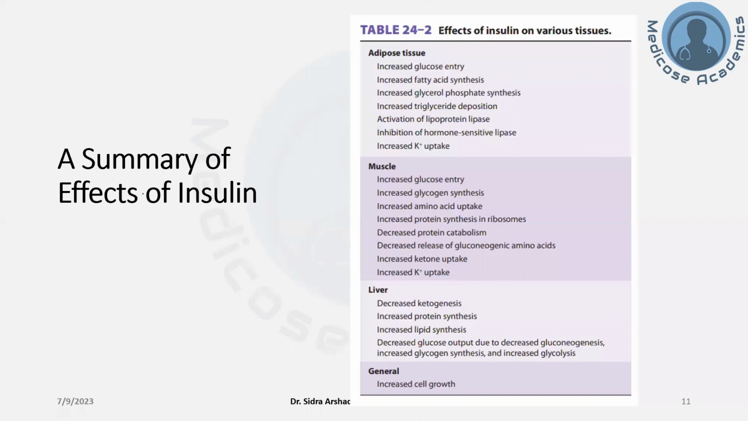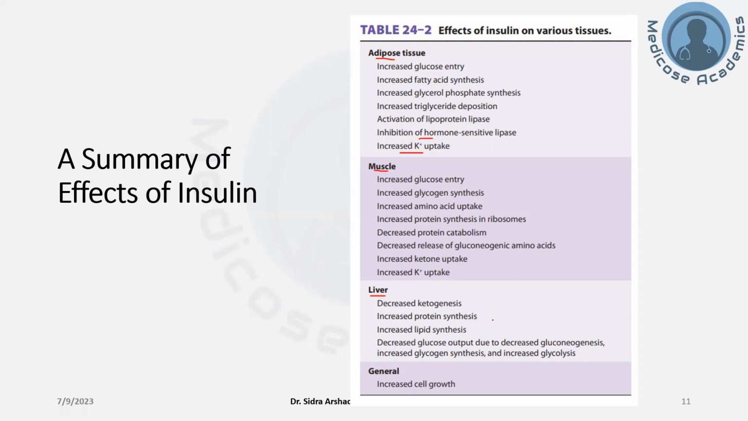Now let's summarize the effects of insulin on the major tissues involved in energy metabolism. These are adipose tissue, muscle, and liver. In the adipose tissue, insulin increases glucose entry, fatty acid synthesis, glycerol phosphate synthesis, and triglyceride deposition, with activation of lipoprotein lipase, inhibition of hormone-sensitive lipase, and increased potassium uptake. Increased potassium uptake is facilitated by insulin in a way that it stimulates the sodium-potassium ATPase pump so that more potassium is pumped into the cell.